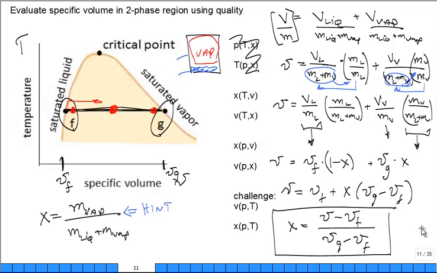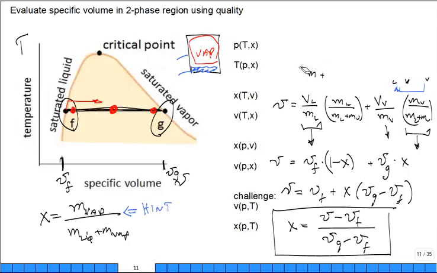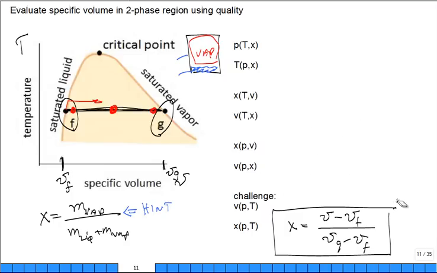That other page is saved if we need to go back to it. Now I'm just going to erase all of this. And what I want to do is give you a quick running order, because you have to use this all the time. So a lot of times you're coming in with temperature and quality, true? So tell me, if I want to get pressure, knowing temperature and quality, how do I do that?